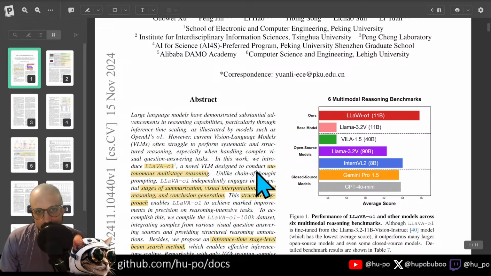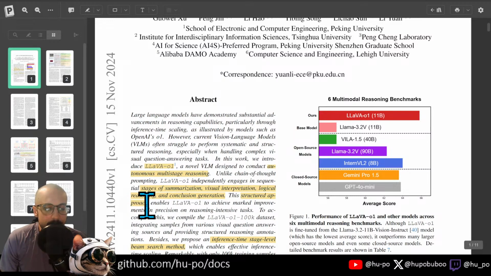Or these reasoning models. Autonomous multi-stage reasoning. In this paper, though, it's going to be a little bit more, they call it structured, but I would call it hard-coded, right? So you see this structured approach.